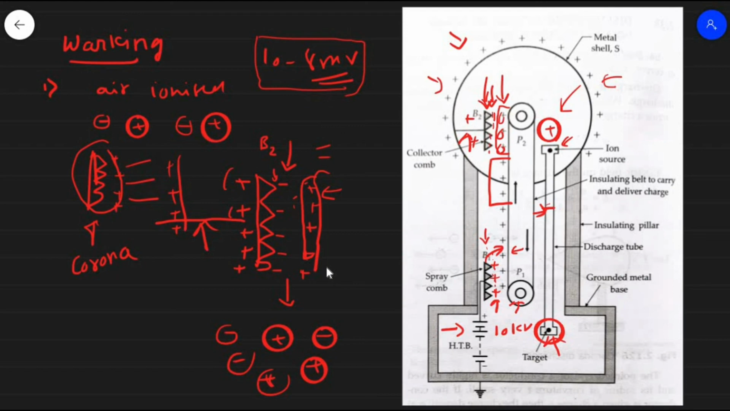So this induced positive charge will get transferred to the spherical shell, and in this way, by repeating the same process, we can accumulate a large amount of positive charge on this spherical shell, right? Due to which we can generate the potential of around 10 to 8 million volt with respect to the ground, right? So this completes the lecture on Van de Graaff generator.